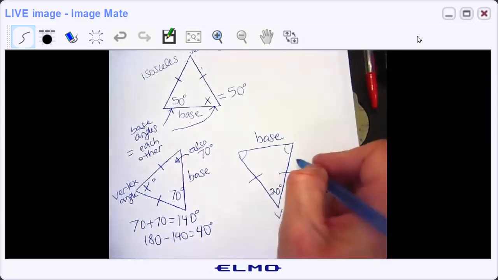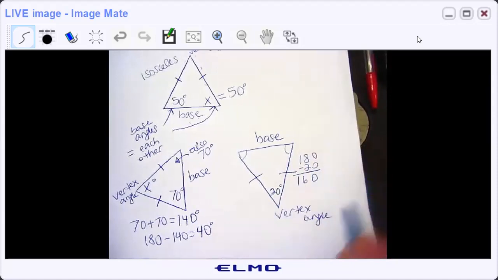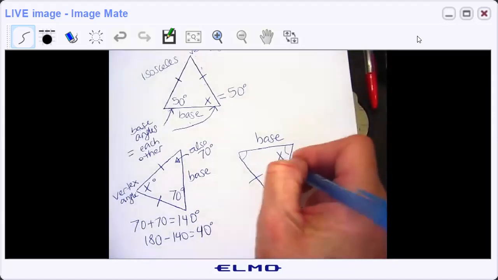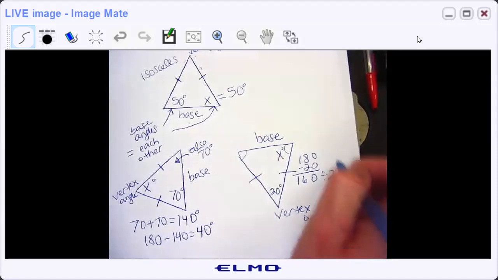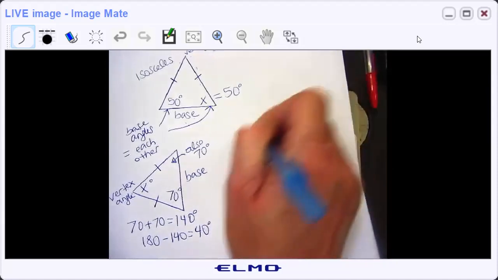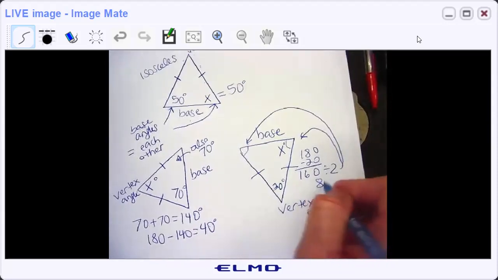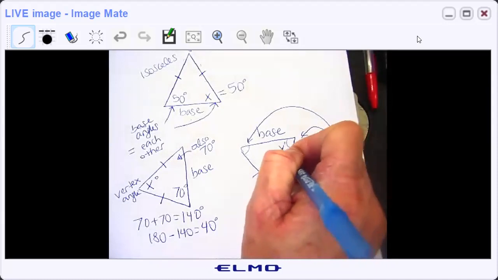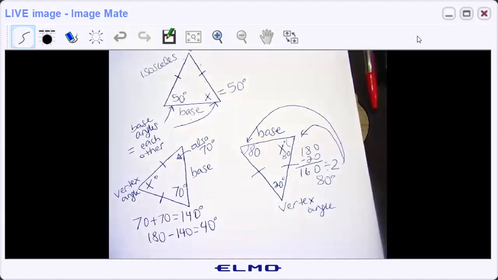So I've used up 20 out of my possible 180. That leaves me with 160, but that's not the answer. If I say X here, that's not the answer because 160 has to be split between both of those angles. So when I split it and get 80, that's going to be my correct answer. It'll be 80 over here and 80 over here. Again, if you add those three numbers up, you would get 180.